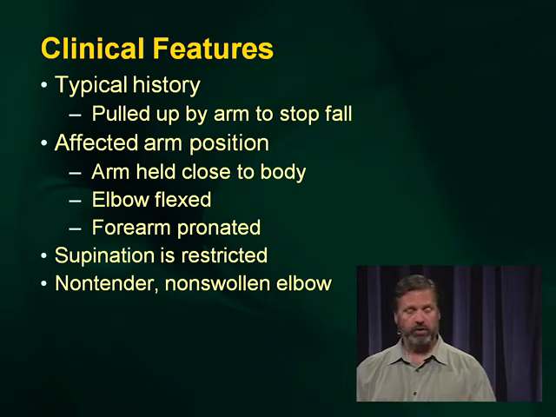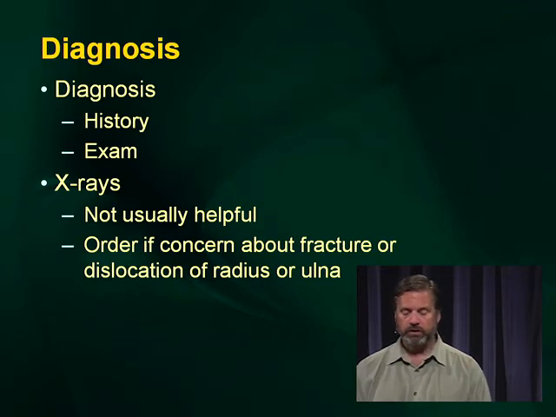You get the typical history usually, and the child comes in with the arm held close to the body with the elbow flexed and the forearm pronated, and they have a hard time supinating. It's usually non-tender, not painful. There's no external evidence of any trauma. You can make the diagnosis with your history and your exam. An X-ray is probably not going to help you much unless the history causes you to be worried about a fracture.